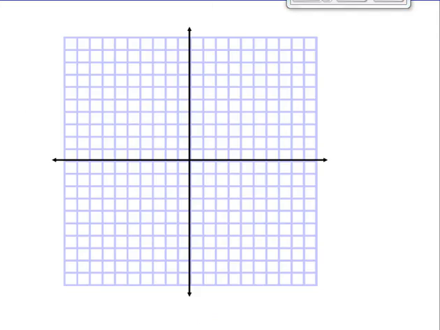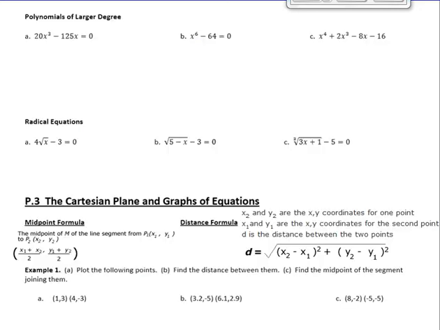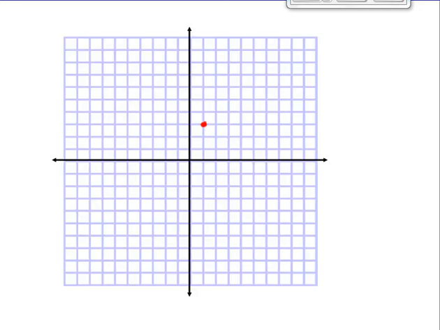Let's plot these points: 1, 3. So 1, 1, 2, 3. And 4, -3, I believe was the other one. 4, -3. So 1, 2, 3, 4, 1, 2, 3. And then we're going to draw a line in between them. So let's grab a line here. And we want to extend that line so that the line goes on forever in this direction and forever in this direction.